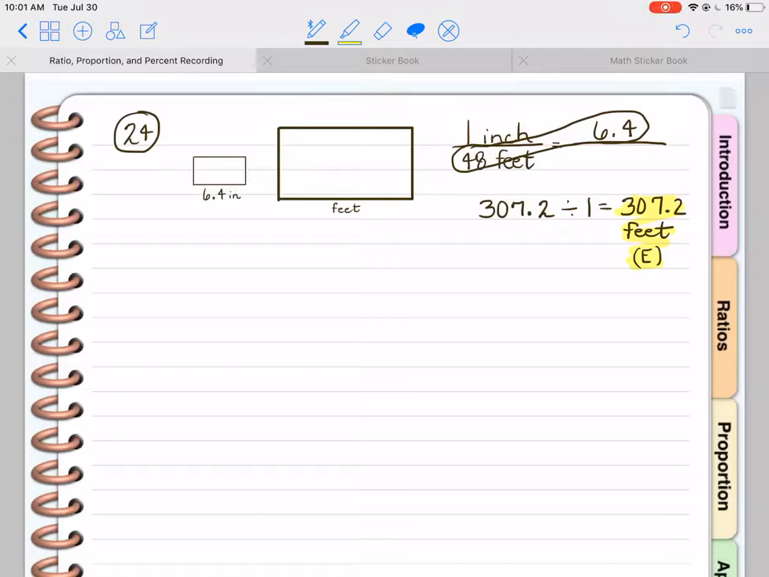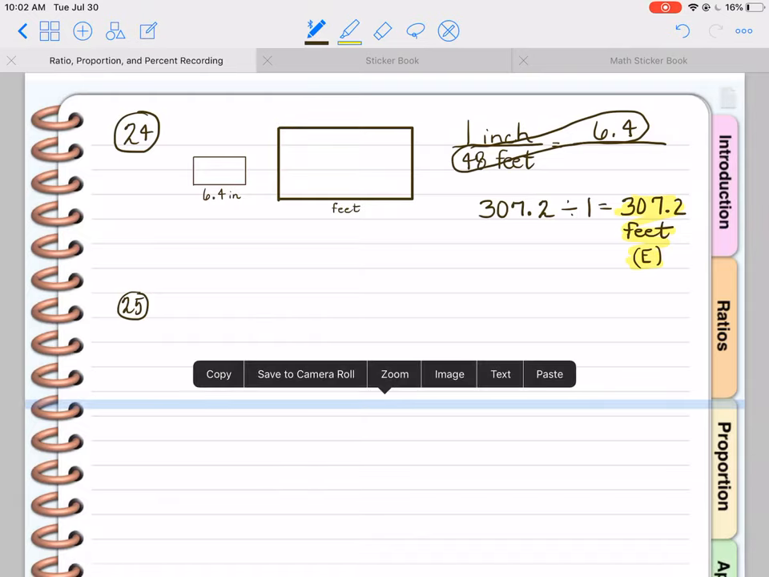Problem 25 on page 23. Mike's regular pentagonal garden has sides measuring 8 feet. His neighbor builds a similar garden with a scale factor of 3 to 2 to Mike's garden. What is the perimeter of his neighbor's garden in feet?